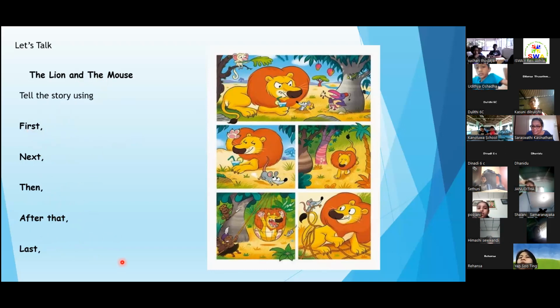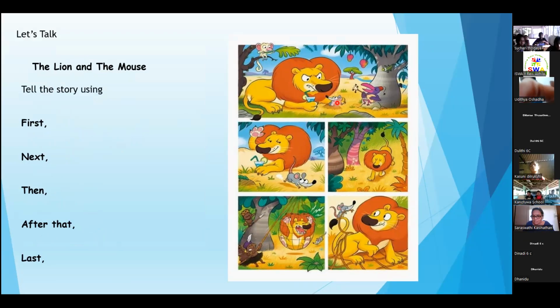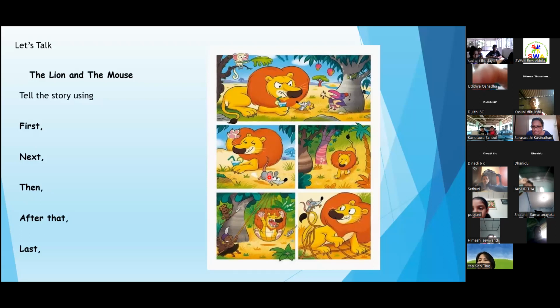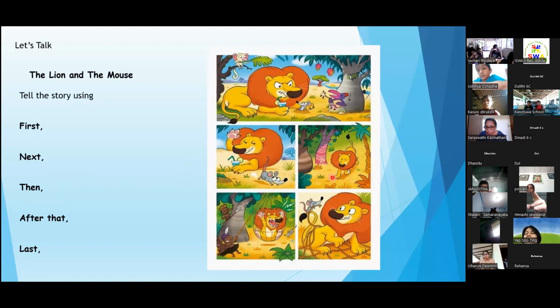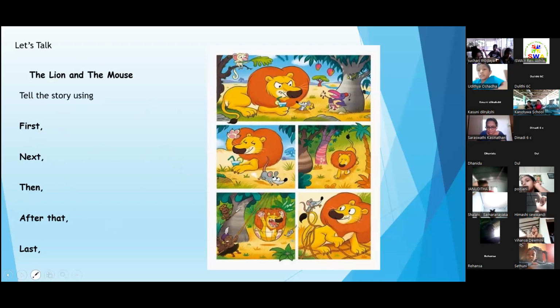So now this whole story, the lion and the mouse, using these words, we have to make sentences, right? So first, what did the lion do? The first lion was drinking lemon tea. Then he saw a rat. Next, he let the rat free. Very good. Then the lion went for a walk. After that, the lion got caught in the net. And last, the rat set the lion free. Okay. Very good. I will try to make the sentences and next week we will read together again.